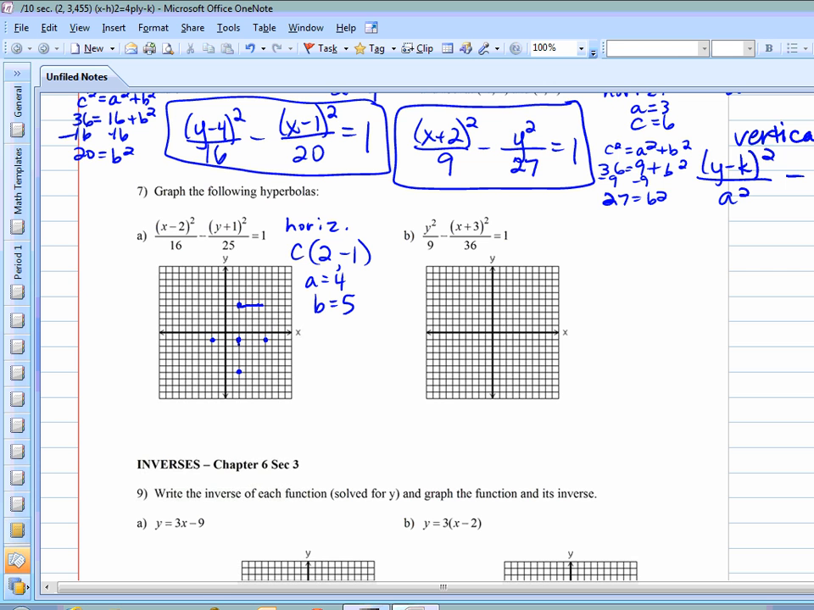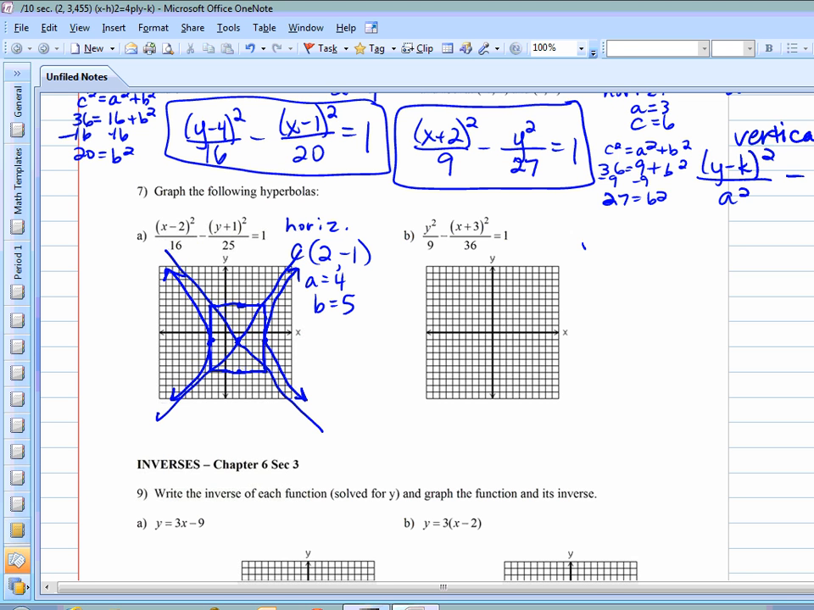And that allows us to draw the rectangle for the hyperbola. Remember, the next thing we do is we draw the asymptotes that go through the center and through the opposite corners of the rectangle. Because it's horizontal, it's going to go through the vertex and approach the asymptotes, opening left and right for the branches. And that's our hyperbola.